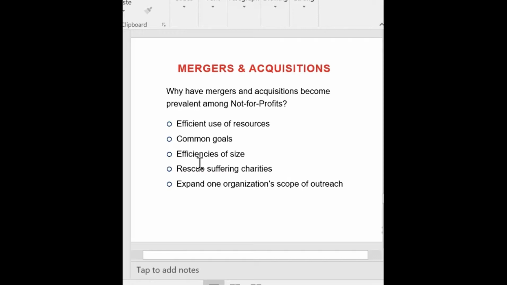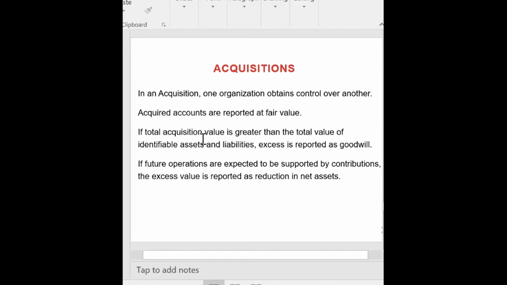Also, some charities can struggle financially, so other charity organizations can acquire the financially suffering charities and rescue them. And there are several other reasons. Another reason is to expand the scope of the organization. One company can be involved in any merger and acquisition, and there is one distinction.